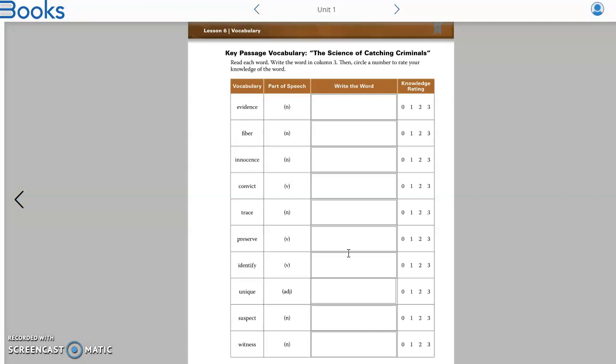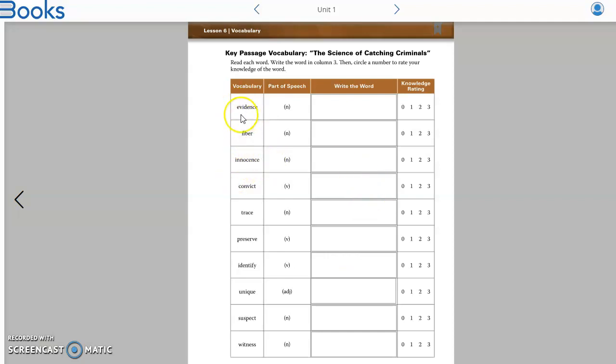So if someone's innocence is proved, is he or she guilty? No. If a person's innocence is proved, he or she is not guilty. Think of the passage title. What can help prove innocence? Science can help prove innocence. So that was the word innocence.